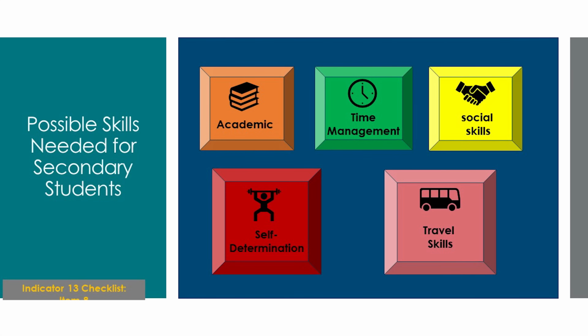Here are some skills that might be needed by secondary students. And as we look at this slide, this is not an exhaustive list, but some of the skills that you may be seeing that need to be addressed are academic skills, time management skills, social skills, self-determination skills, and possibly travel skills. So now that we have given an overview of what a measurable annual goal is and is not, we are going to move on to talk about the required components of a well-written measurable annual goal. And before we do that, I'd like to point out that this directly connects to Indicator 13 checklist item number 8 and file review question number 292C.